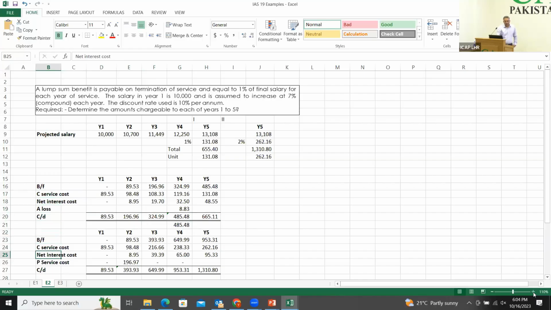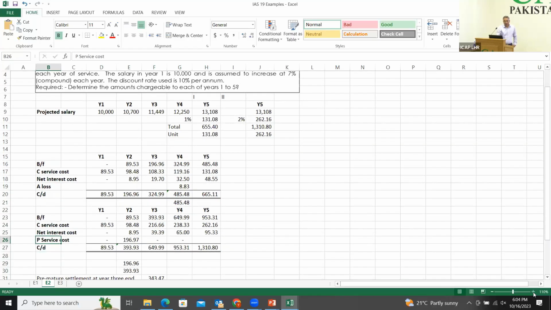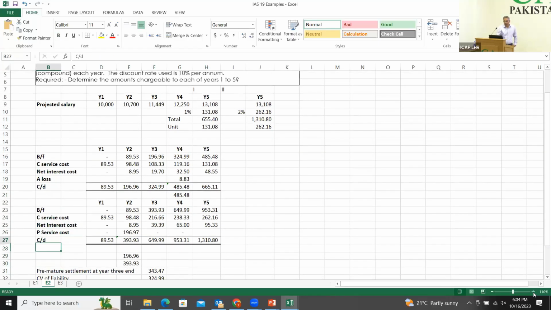And then if you want to identify what is past service cost, let's say the closing balance is 196.96, and if the employer changes the already earned benefit, that change in present value terms is called past service cost. Let's say this employer has doubled the benefit. If the employer has doubled the benefit, let's say it's 2% of the salary, this is your past service cost.